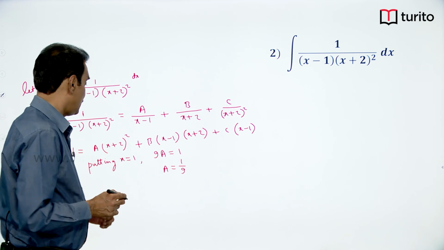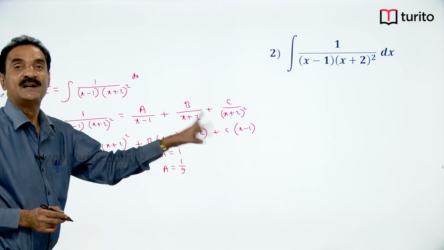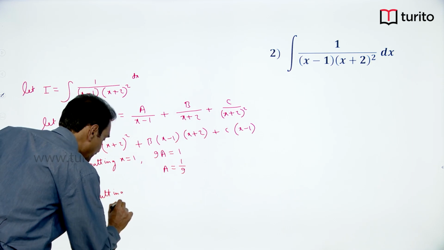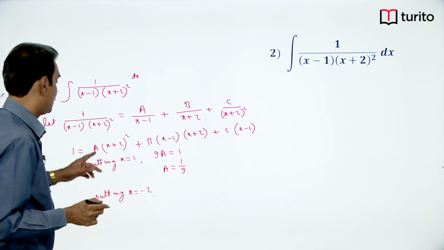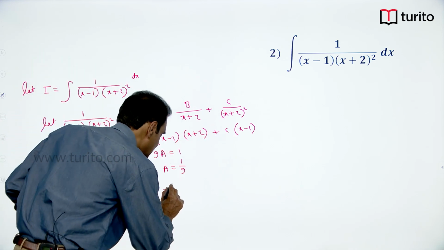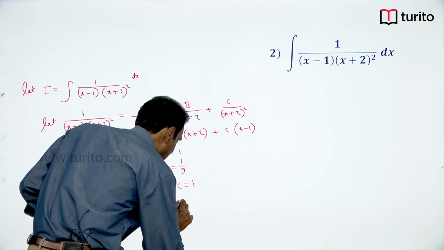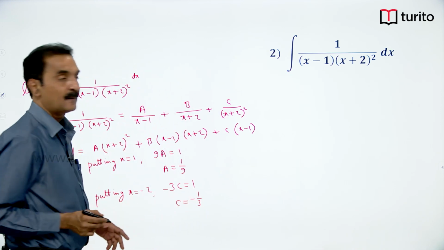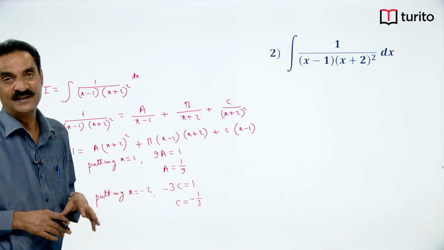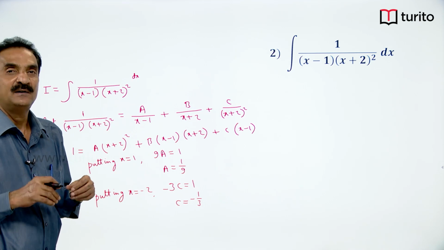Okay. Next, if you put x is equal to minus 2, then these two will be 0. You will get the value of c. Putting x is equal to minus 2, this is 0, this is 0. What is this? Minus 3c. Minus 3c is equal to LHS, which is 1. So, c is equal to minus 1 by 3. Now, for no value of x will these two be 0 simultaneously. So, what will we do? How to find b? Now, you can put any other arbitrary value of x.